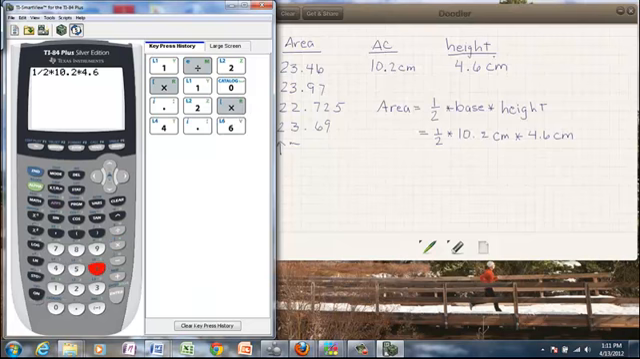And by the way, some people like to use base times height divided by 2 instead of times 1/2. That's totally fine. So pick one of those and use whichever one you like better. Some people use 0.5 instead of 1/2. Again, find the one that works for you and then memorize that one. So there's that first number, 23.46. So let's write that down.